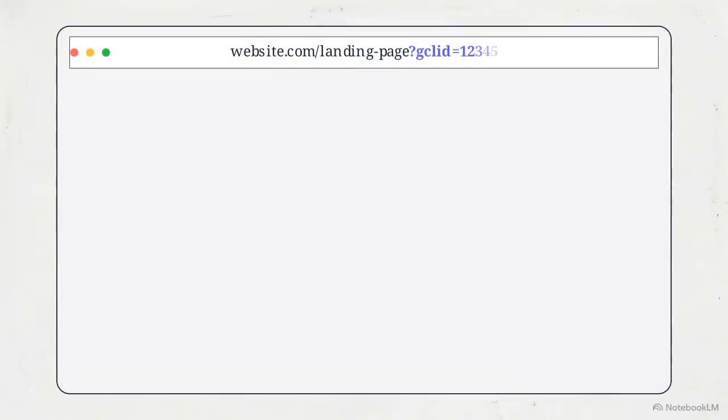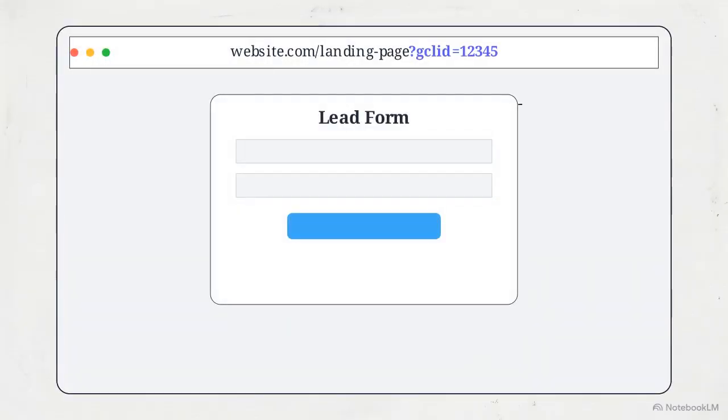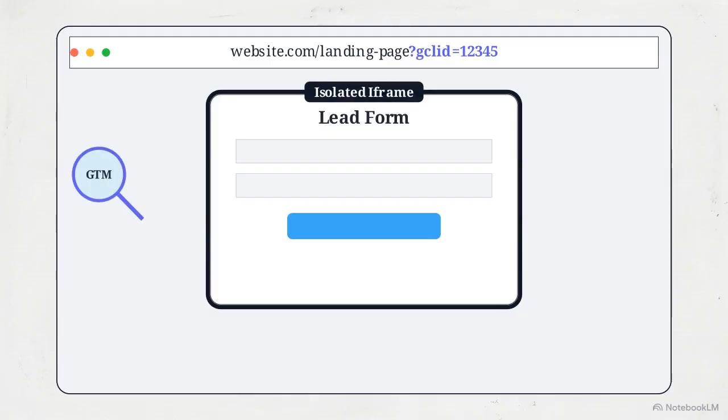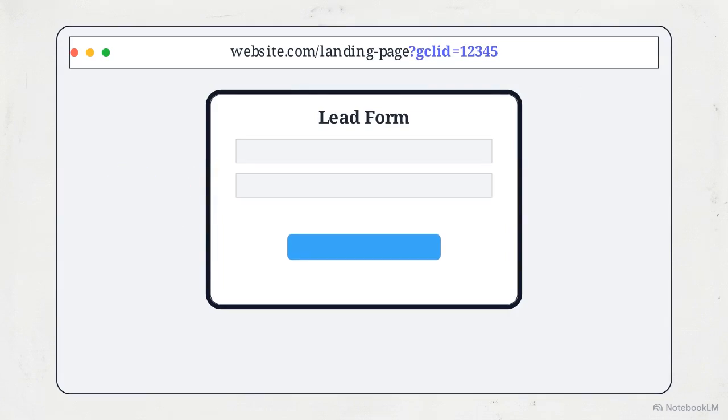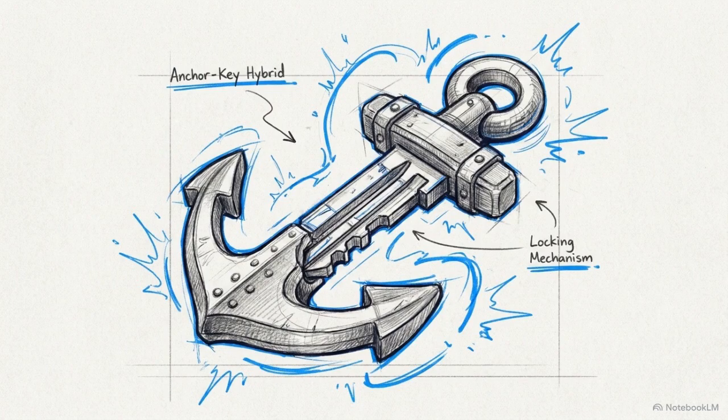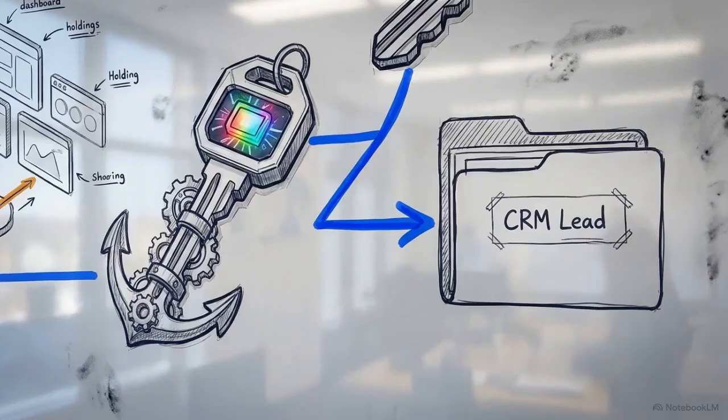This solves a specific structural obstacle. GoHighLevel forms load inside isolated iframes. Because of this, Google Tag Manager cannot see the click ID in the URL at the moment a user hits submit. We have to physically pull the ID into this hidden field so the form can capture it. By catching that click ID the second the user lands, we create a permanent anchor. This ties the future CRM lead back to the exact ad they clicked.